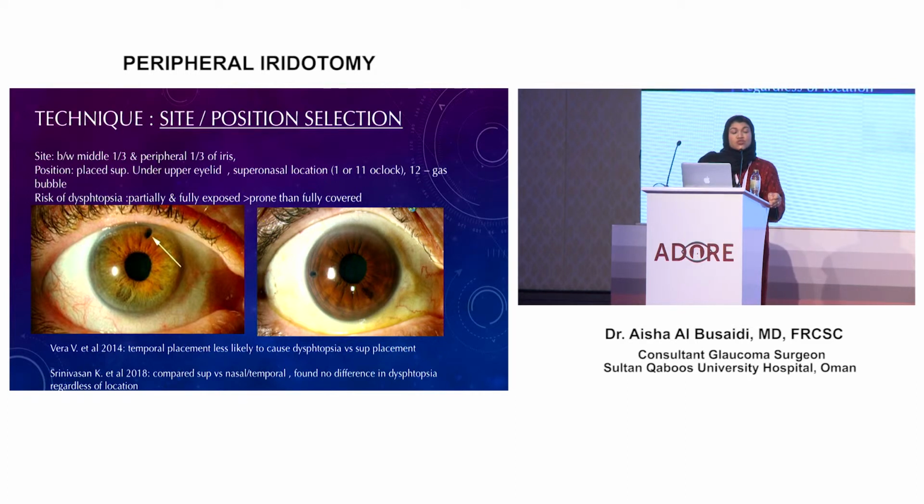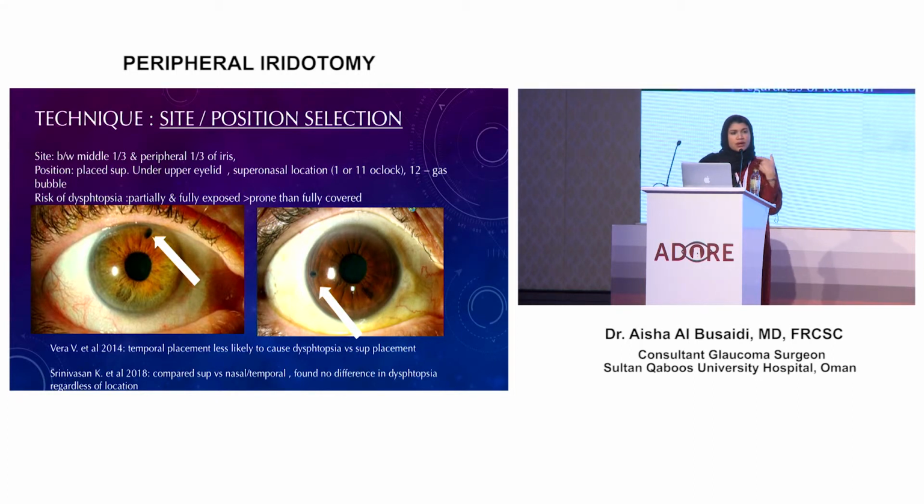Now, position-wise, traditionally we've been placing it under the upper eyelid, especially in the supranasal location to avoid the macula. So it's either 1 o'clock in the right eye and 11 o'clock in the left eye. However, there have been talks about the risk of dysphotopsia. Traditionally it has been thought that if it's fully covered under the upper eyelid, you have less chance of dysphotopsia or optical aberrations than with the partially exposed or fully exposed ones.